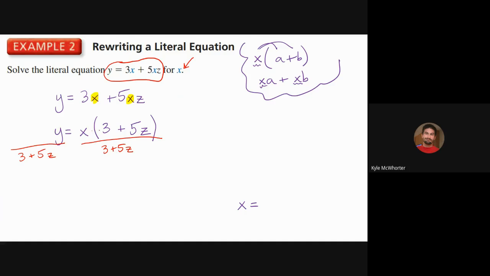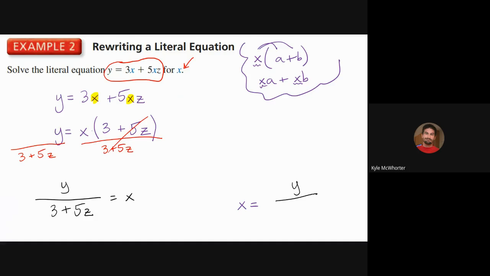Because x times 3 plus 5z, then divided by 3 plus 5z. Whatever z is, like 3 plus 5z, you've got to think of that as just a number, right? Somebody knows what z is. So 3 plus 5 of those is just a number. So if we divide both sides by that same number, then these will cancel out, and we get y over 3 plus 5z equals x.